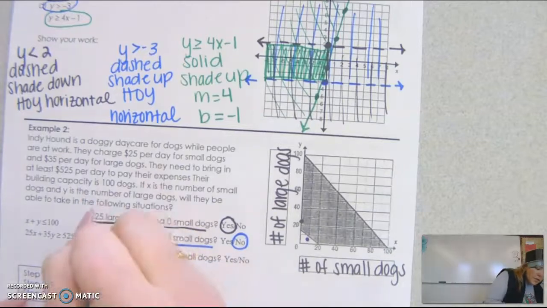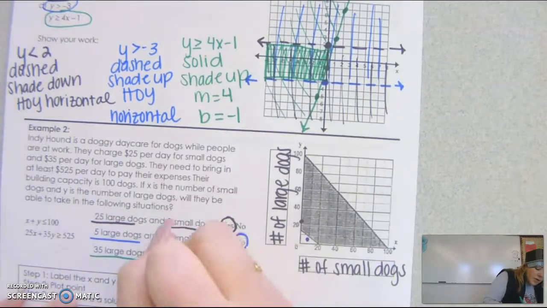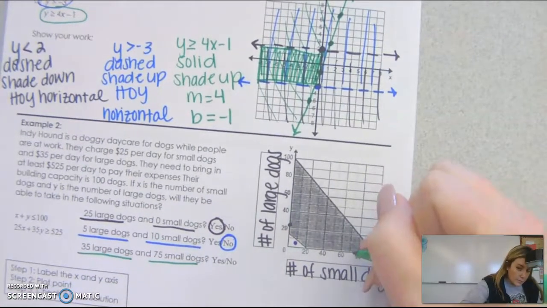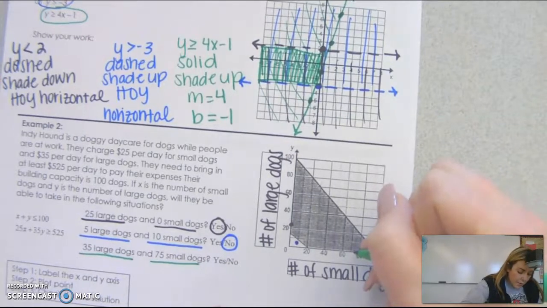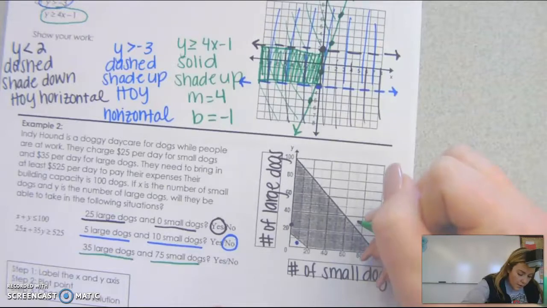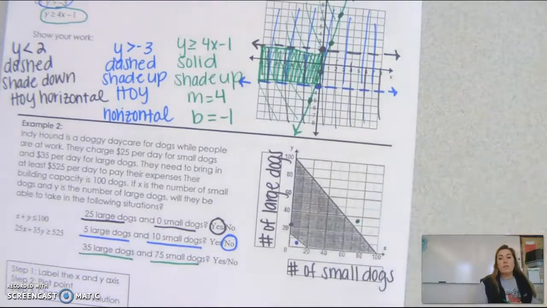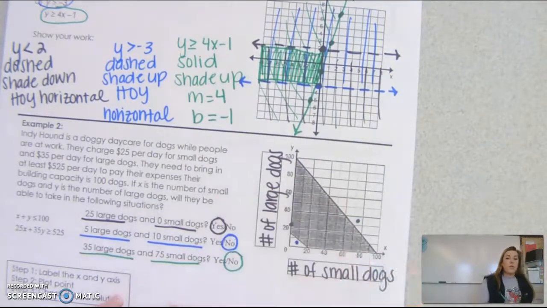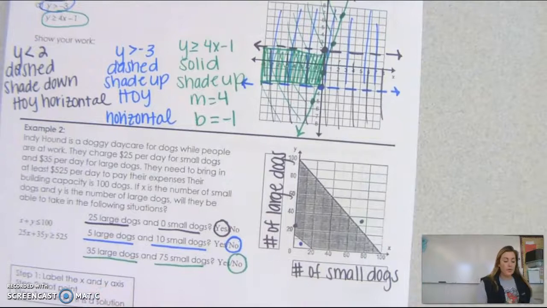All right, last one. 35 large dogs and 75 small dogs. So 75 small dogs is going to be about right here. And then 35 large dogs is going to be about right here. So that is also not in the shaded area, so that's going to be another no.